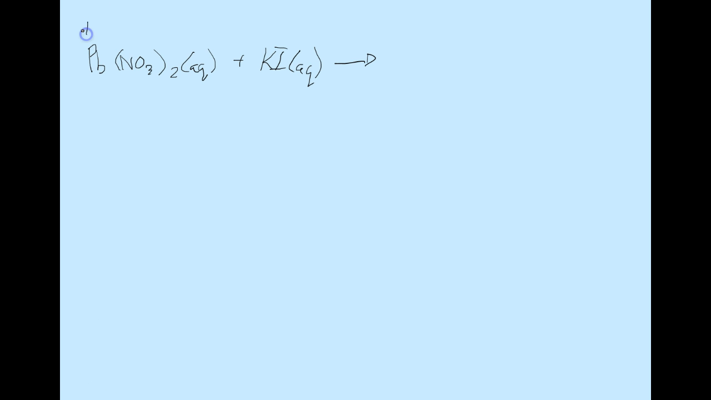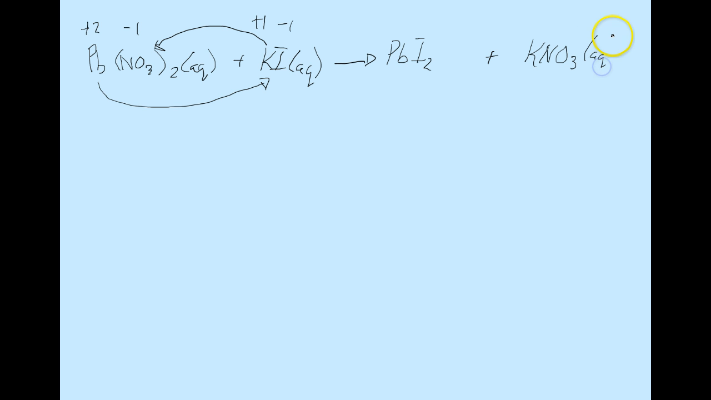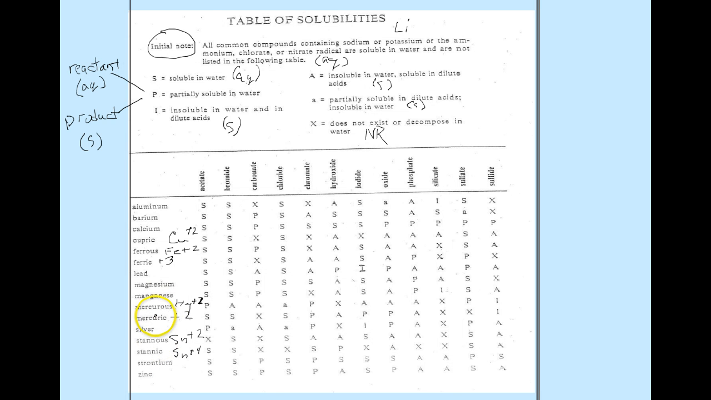Okay, so just like in our other double replacement reactions, let's put our charges above, and then do the equation. So lead is going to react with the iodide, giving us lead II iodide, PbI2. And then potassium is going to react with nitrate, giving us potassium nitrate. Now, we already know that both potassium and nitrate are in the initial note, so that tells us that is the aqueous solution.